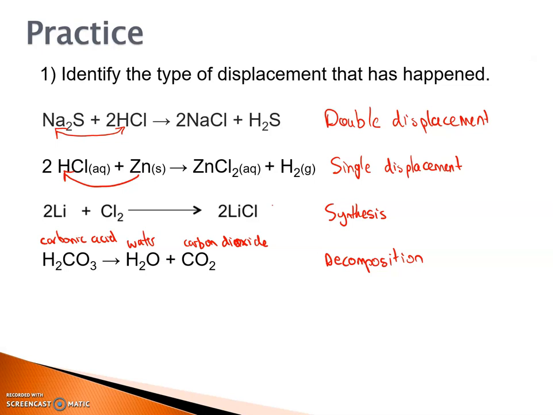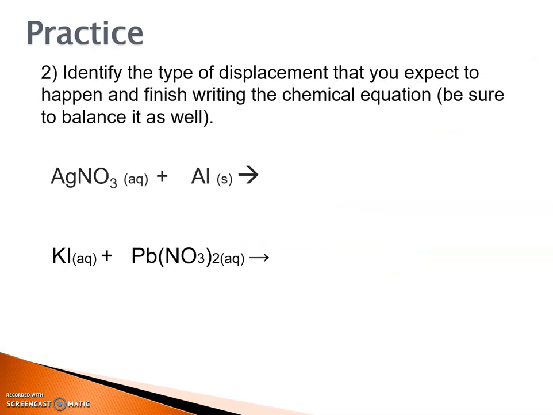Let's look at one more type of question that we're going to see in our homework today. Identify the type of displacement that you expect to happen and finish writing the chemical equation. Be sure to balance it as well. Well, we have silver nitrate. Remember, this is a polyatomic, so it goes all together. And we have aluminum. And so what we're expecting is the metal to replace the other metal. And so what we should get, and I'm just going to write it up above here first, aluminum and nitrate, and then we should have silver by itself.